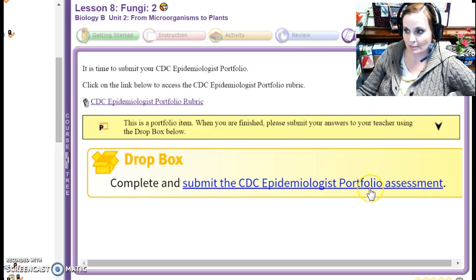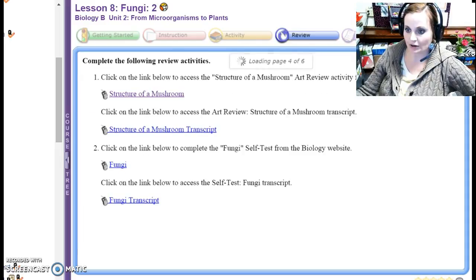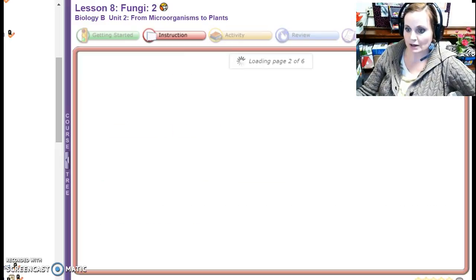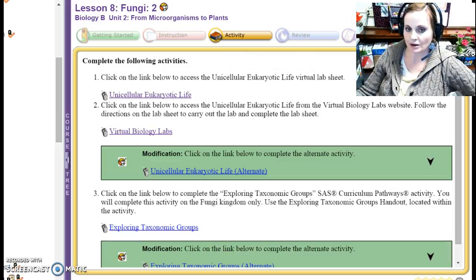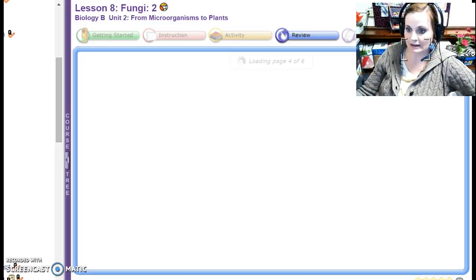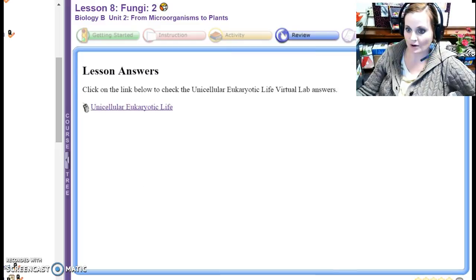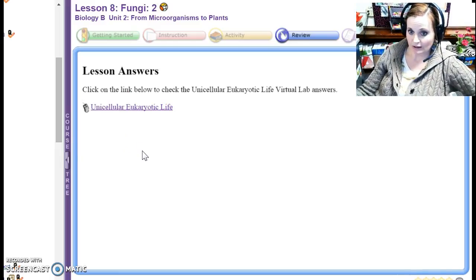So you're going to look at this Dropbox and it's going to be confusing because it says, turn in your CDC epidemiologist portfolio. When in fact earlier in the lesson you were actually doing a lab on prokaryotic life. And as you might see in the lab, they actually give you the answer key and stuff for that in-lesson lab that you're working on, so that one does not get turned in.